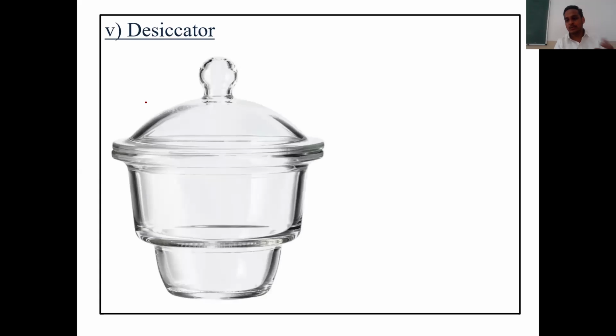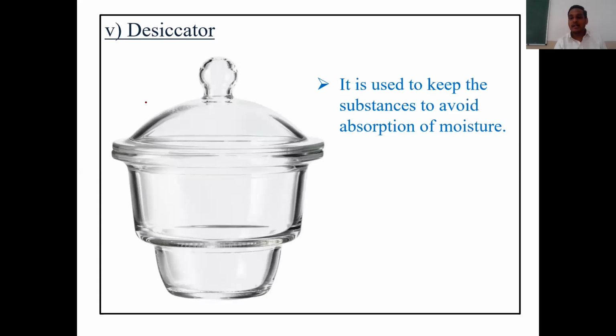This type of glass apparatus, we call it a desiccator, and it is used to keep substances to avoid absorption of moisture. Whenever we come across gravimetric analysis, in that we check the weight of the compound. If that particular compound absorbs some moisture, we are not going to get the exact mass. So in order to avoid absorption of moisture, we keep the compound or substances in a desiccator, which helps us avoid absorption of moisture.